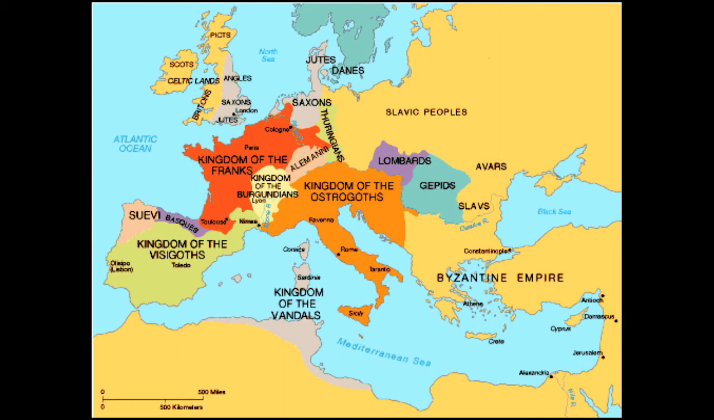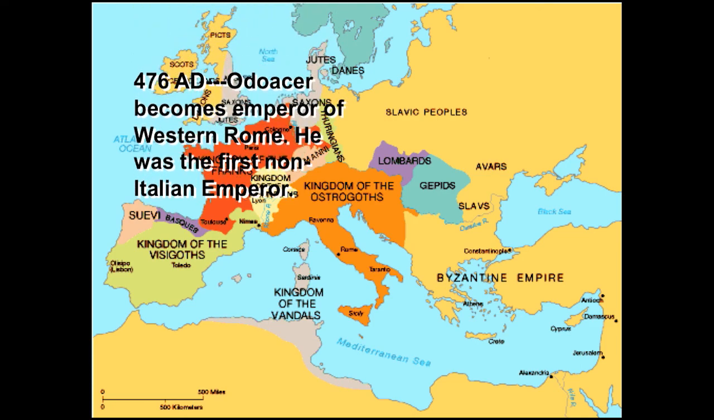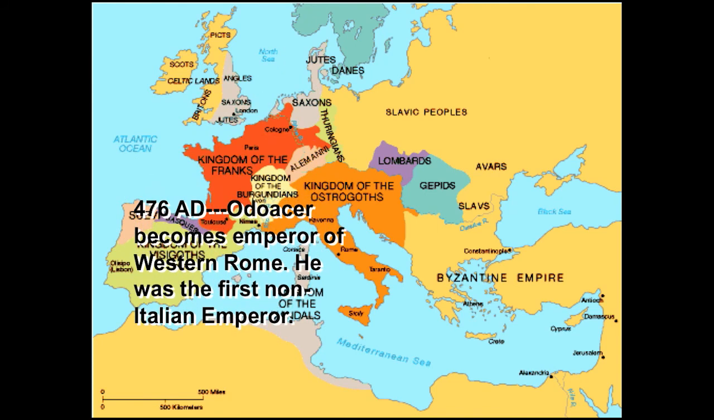So in the end, Rome fell. Rome fell in what is known as 476 AD, when the city of Rome itself fell, and the last Italian Roman emperor left his throne, and Odoacer became the new emperor. And Odoacer was a German and not a Roman. And so this marks the end of the Roman Empire.